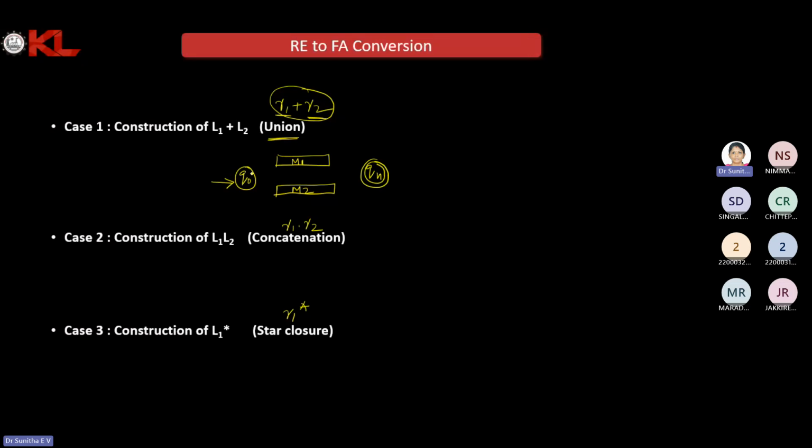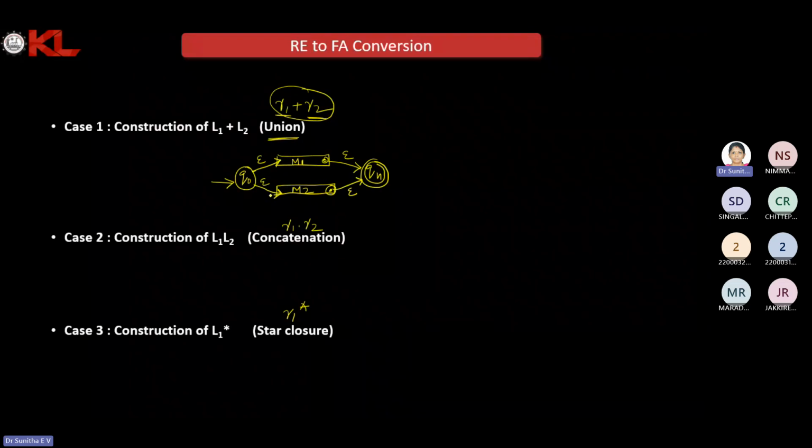Then connect this new initial state to the initial state of machine 1 and to the initial state of machine 2 using epsilon transitions. Similarly, the final state of each machine is connected to the new final state. So this is representing R1 plus R2, the union. Union will be represented like this.